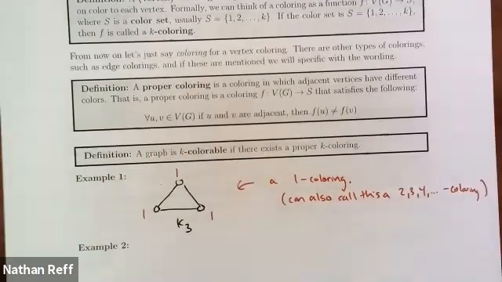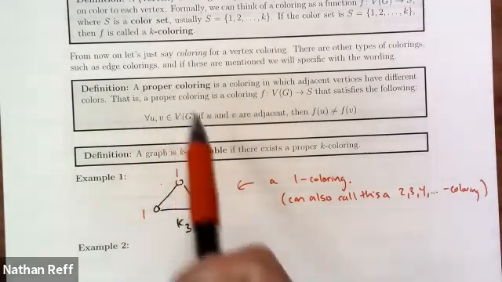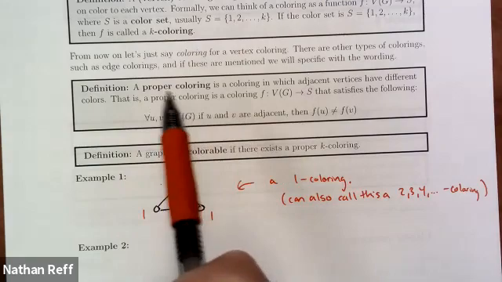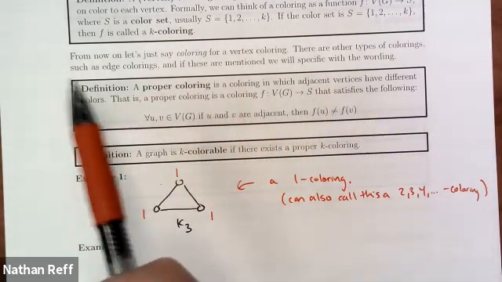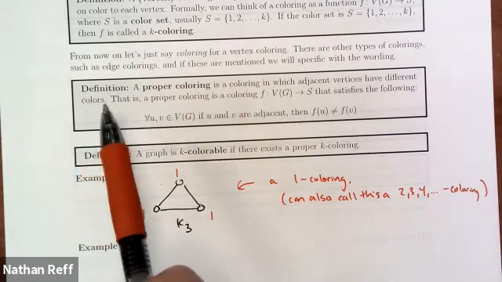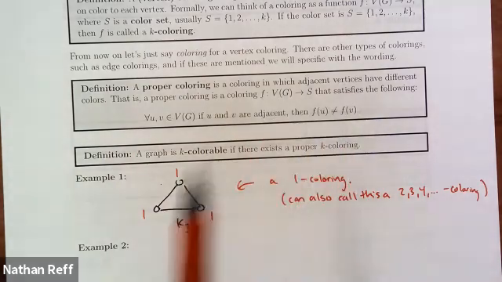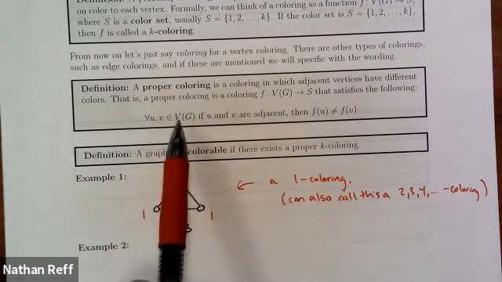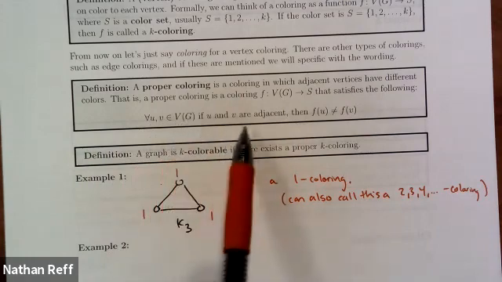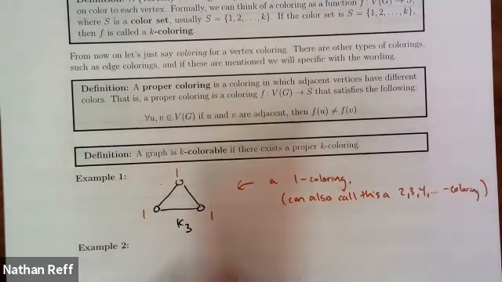But if I add this additional condition that I have a proper coloring, which satisfies this condition here. So a proper coloring is a coloring where adjacent vertices have to have different colors. Okay, so that is a proper coloring. You can think of it again as a function, but then it has to satisfy this universal condition. So for all u and v in the vertex set, if they're adjacent to each other, then the colors have to be different.